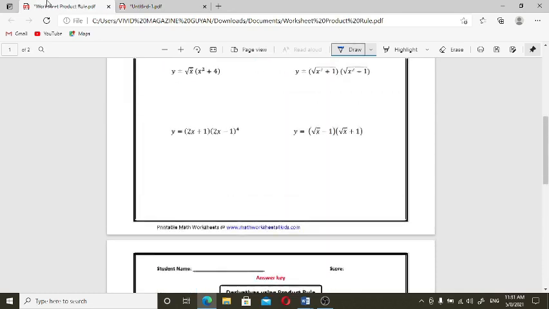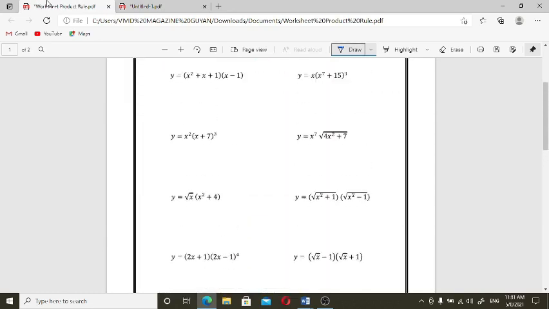So the next one is which one? What is the next one? x squared plus 1? x squared minus 1. Alright.